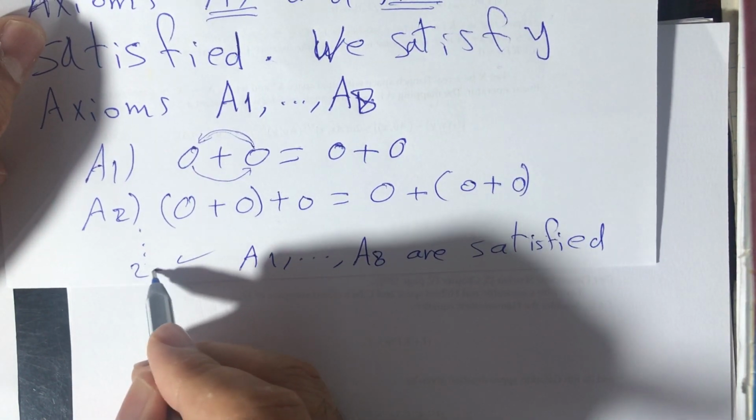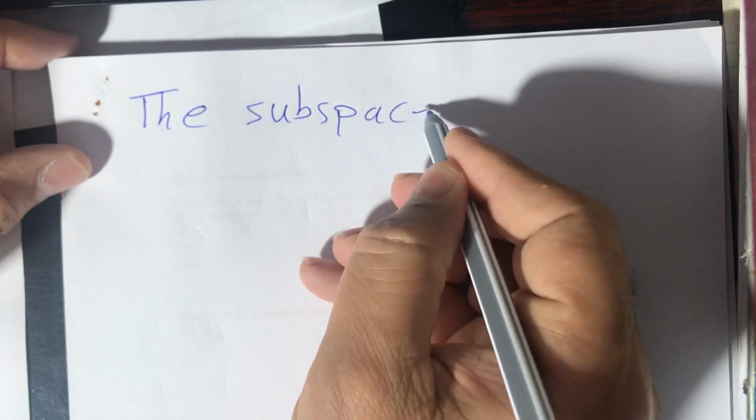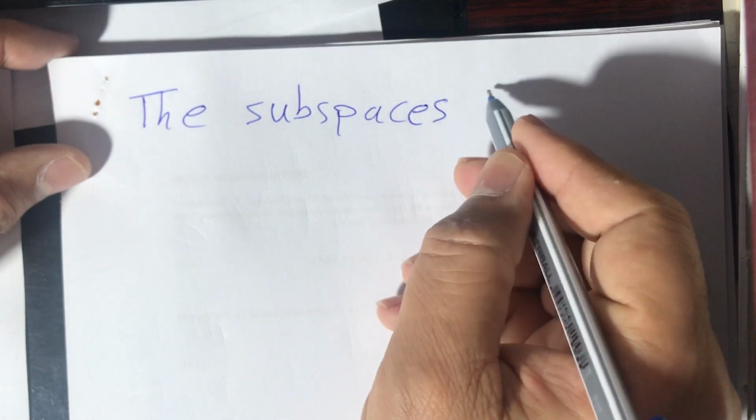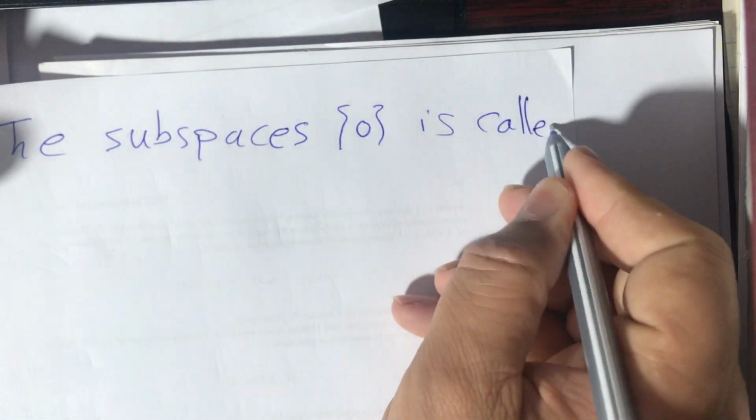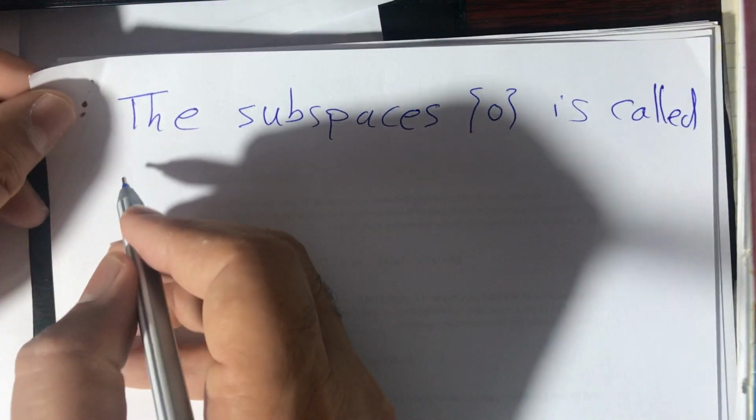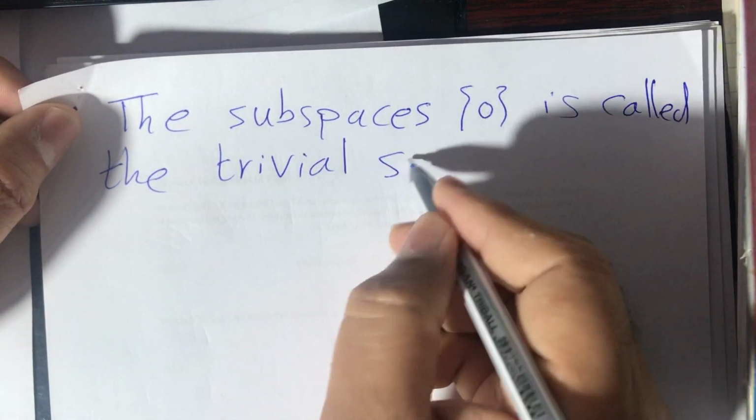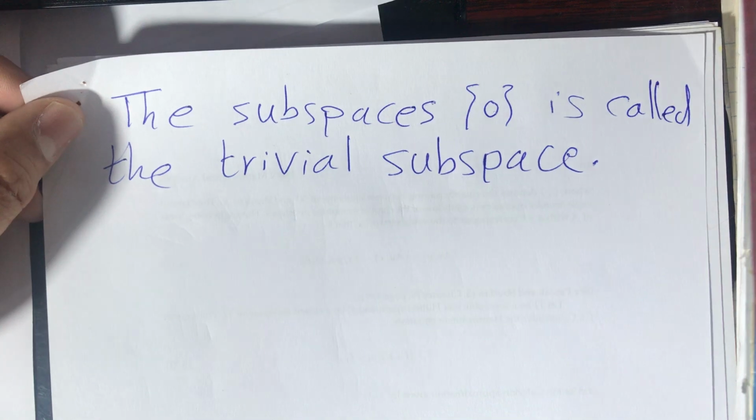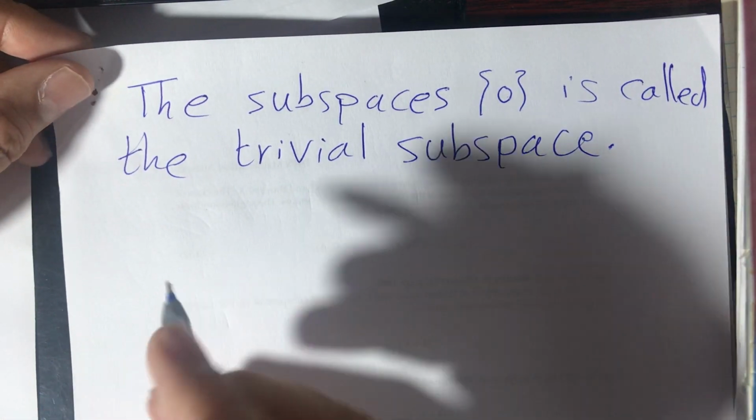This is page number 2. The subspace 0 is called the trivial subspace. Example 2.